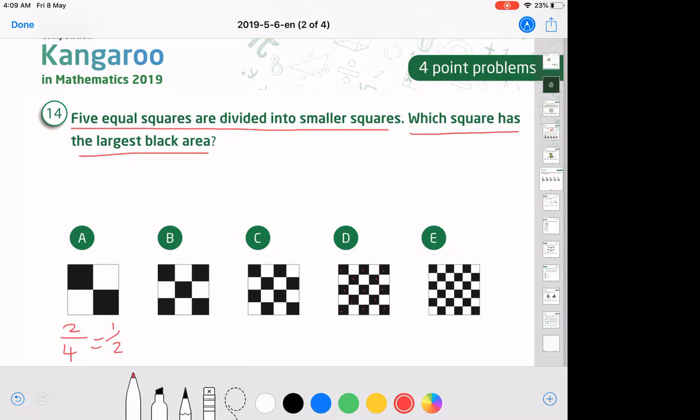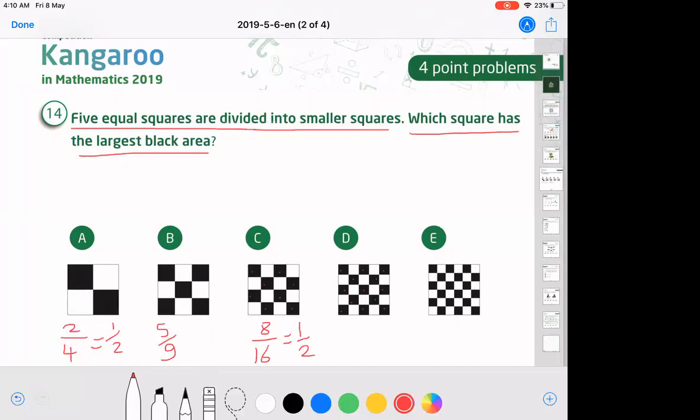The second one, 5 black, and the total is 9. The third, 1, 2, 3, 4, 5, 6, 7, 8. 8 out of the total number, which is 16. If we need to simplify this fraction, it will be half.